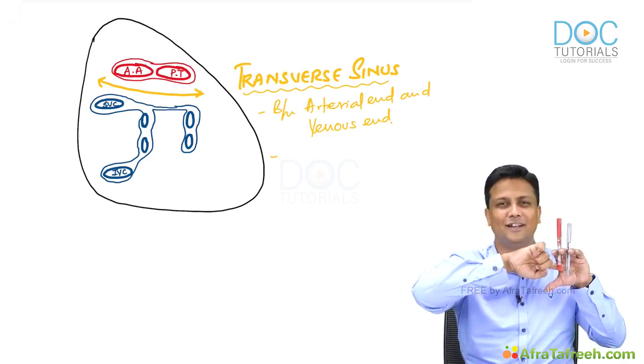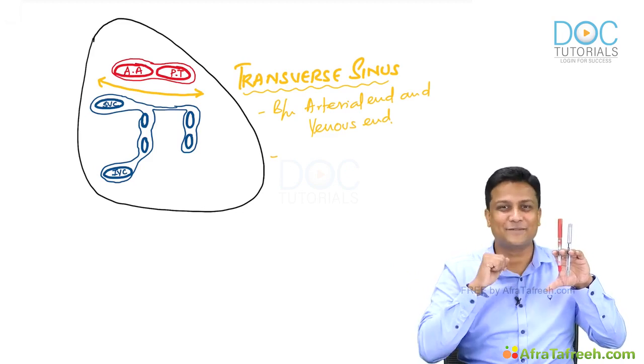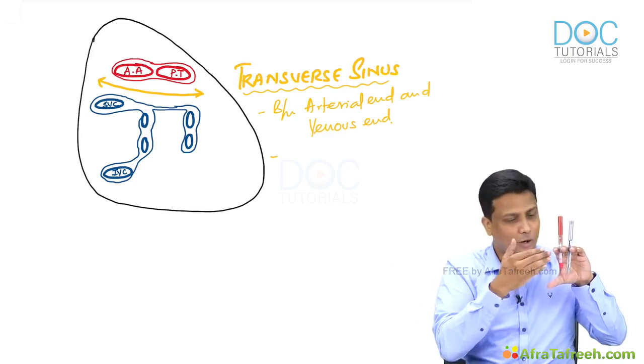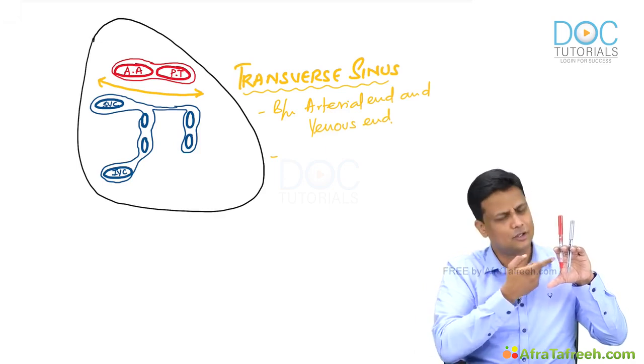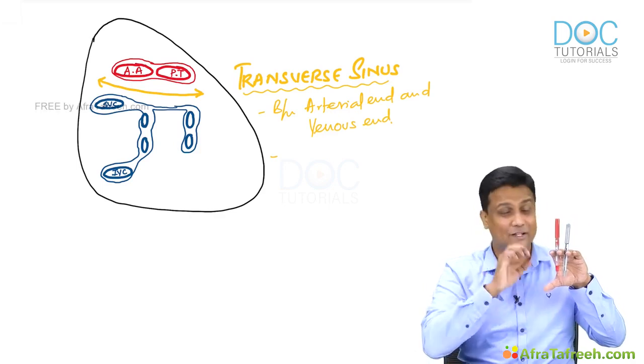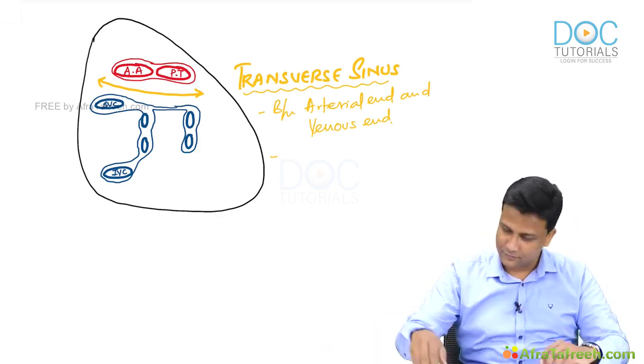Now, you can easily tell me what is present anterior to the transverse sinus? Ascending aorta and pulmonary trunk. What is present posterior to the transverse sinus? Superior vena cava along with the pulmonary veins. Okay. So that is the easiest way to understand that one, sir.